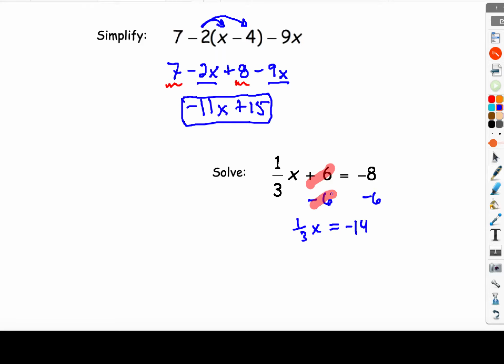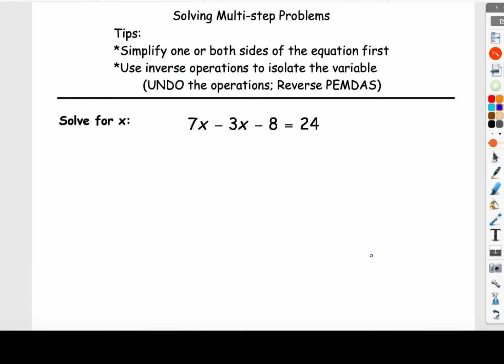I've got that negative 14, and then I'm going to multiply by 3, because 1/3 times x is just as good as saying divided by 3. I'm going to multiply by the reciprocal of what was already there. So times 3 on the right side. Again, 3 times 1/3 is going to disappear. X equals negative 14 times 3, which is negative 42. And we get our answer, which you could also plug back into the original equation and check.